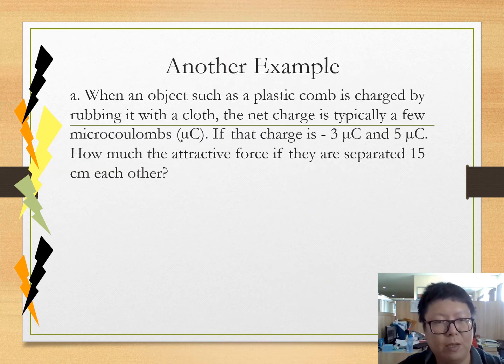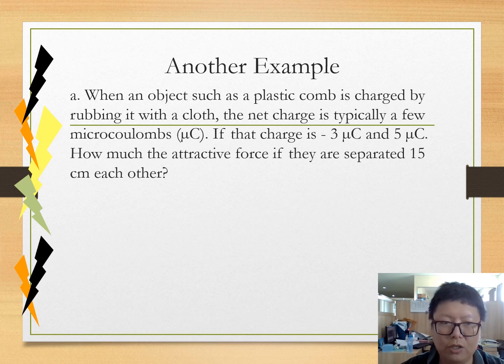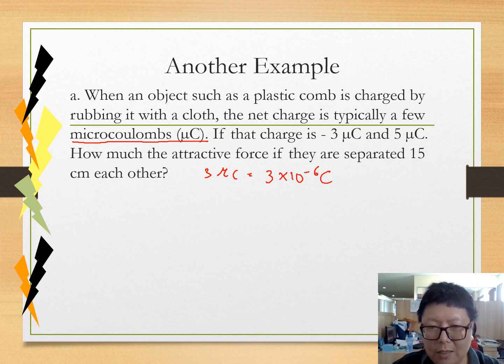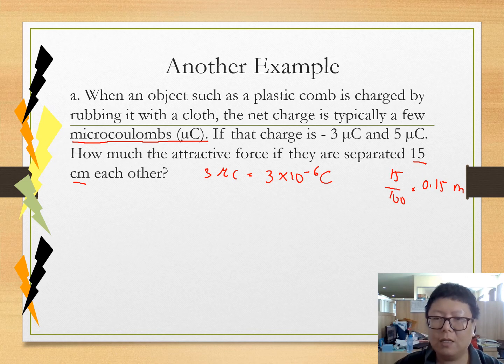Okay, another example, a more advanced one. Usually the charge is not given in coulombs, but in microcoulombs, so you have to convert it into coulombs. If the charge is 3 microcoulomb, it equals 3 times 10 to the power of negative 6 coulomb. And don't forget the distance must be in meters. So 15 centimeters becomes 15 per 100, or 0.15 meter.